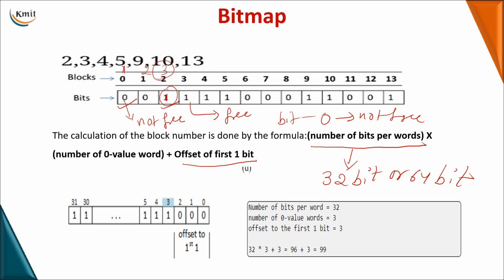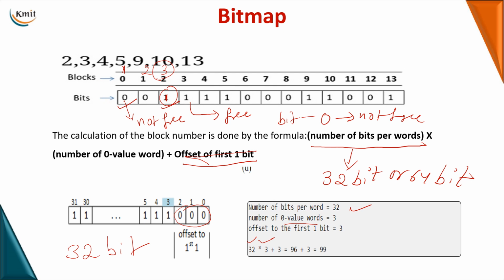Here I am taking a word of 32-bit length, and these are some words filled with 1 and the remaining all with 0. If you want to calculate the free block number, it is the number of bits per word, 32, into the number of zero-valued words. Out of all these, how many are filled? 3. So 32 into 3, plus the next one, the offset of your first 1 bit.